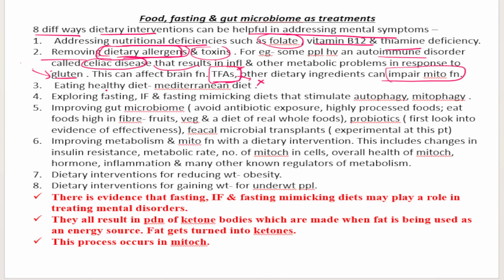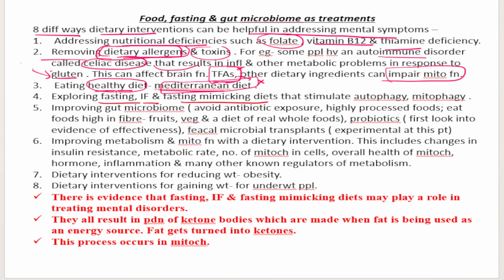The next intervention is eating a healthy diet, for example, the Mediterranean diet, or, as we are going to see in the later slides, a ketogenic diet. So eating a healthy diet can promote metabolic health. The Mediterranean diet includes fruits, vegetables, whole grains, etc. Then exploring fasting, intermittent fasting, or fasting mimicking diets.